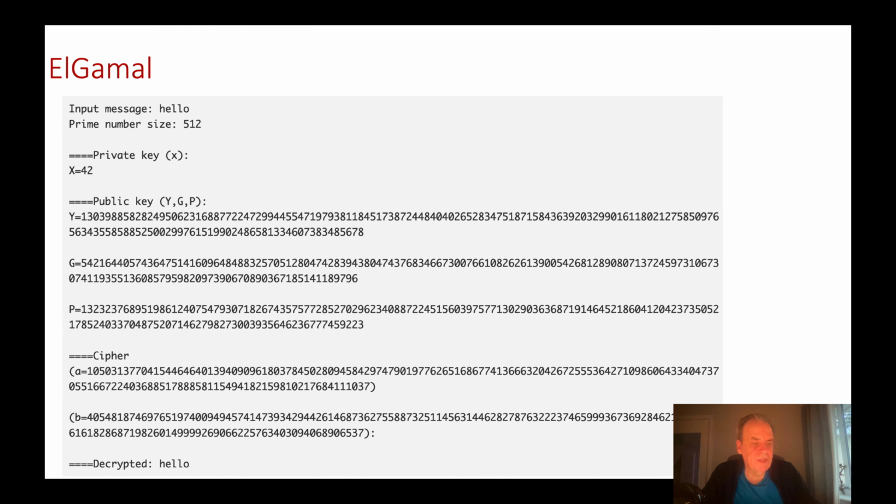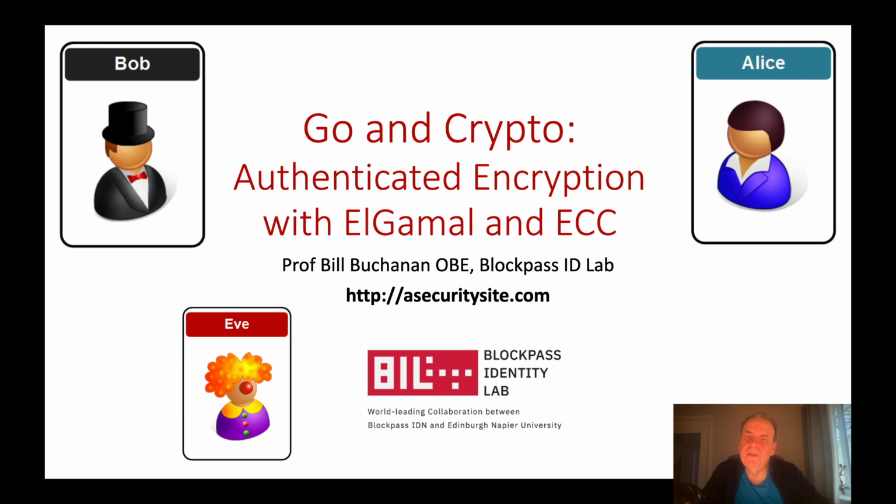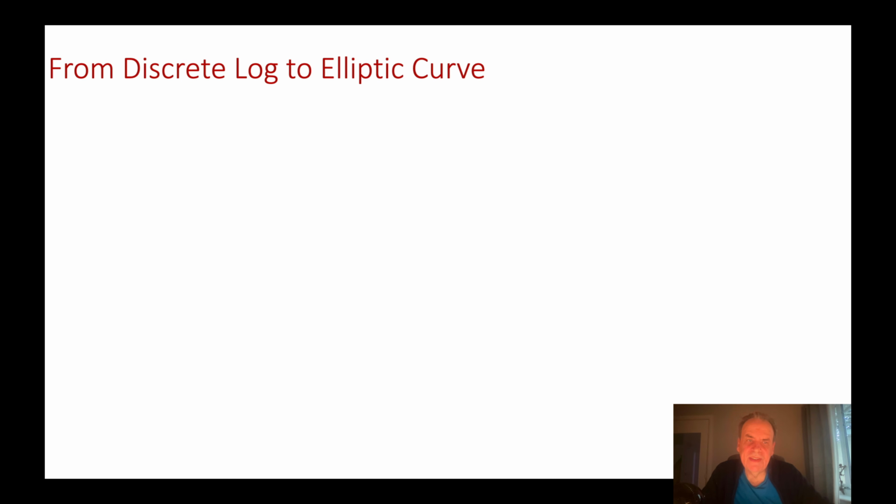There's some of the values here, 42, there's the message, and so on. Here are the values for the public key. There's the value we generate, and so on. There's the two elements of the cipher then. So let's look at converting this into elliptic curve.